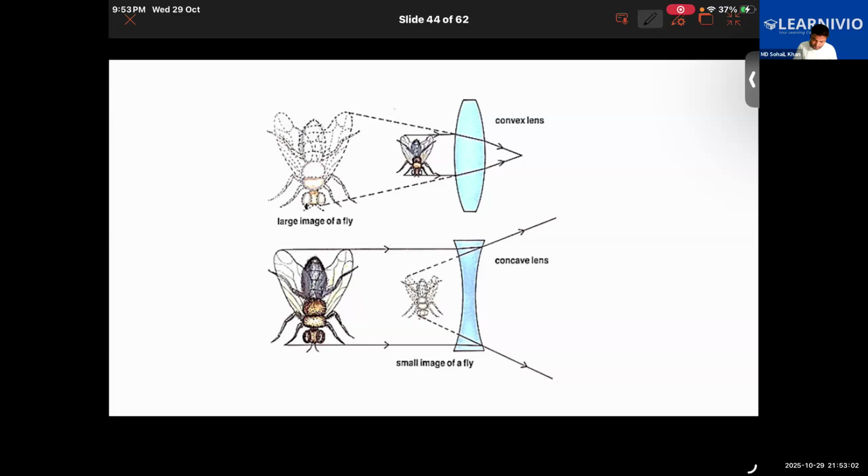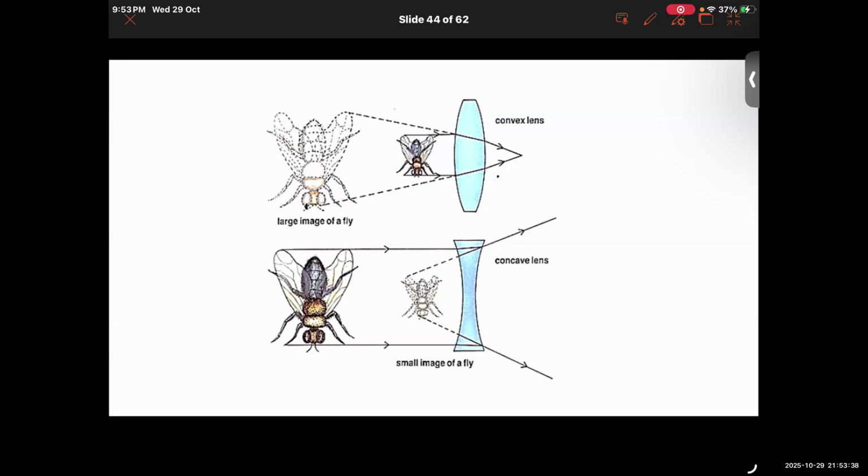Because it's a convex mirror, so it becomes... not mirror, but lens. Convex lens. So it's occurring outward. No, inward. Convex is bent outward, concave is bent inward. Okay. This is a convex lens. Basically, it is thicker at the middle and thinner at the edges.